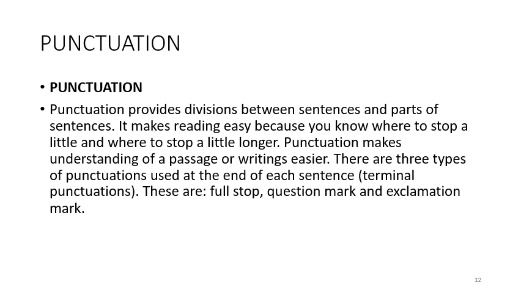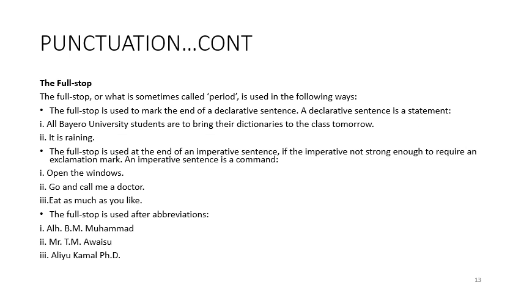There are 3 types of punctuation used at the end of each sentence, or terminal punctuation marks. These are full stop, question mark, and exclamation mark. Why are they called terminal? Because whenever you use them, then you terminate or you show the end of the sentence. The full stop.